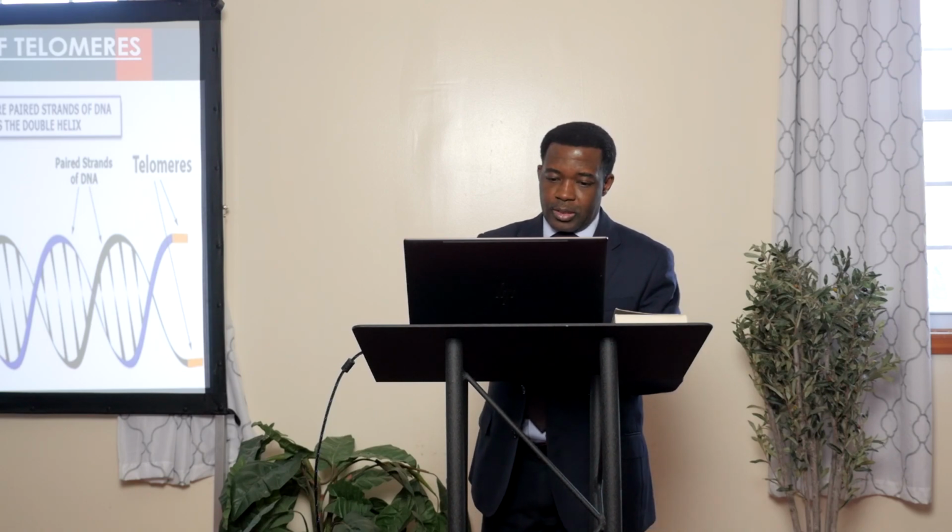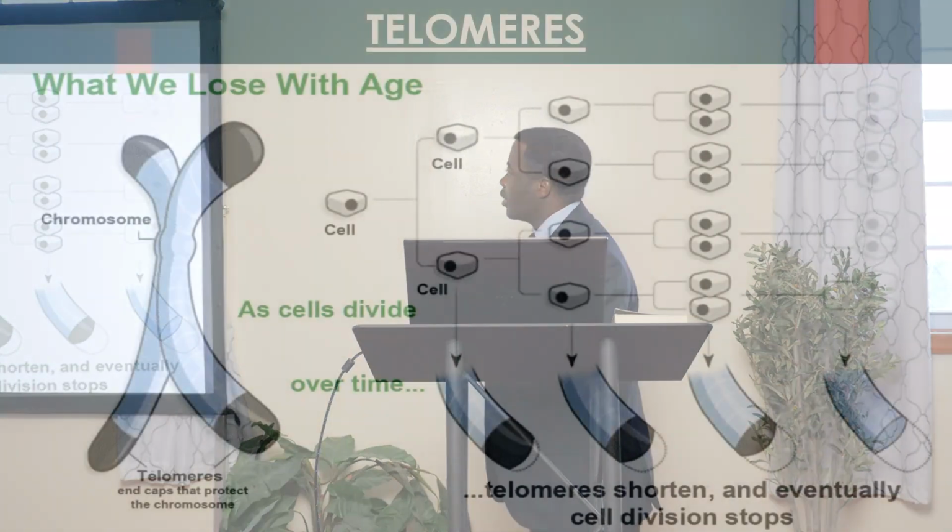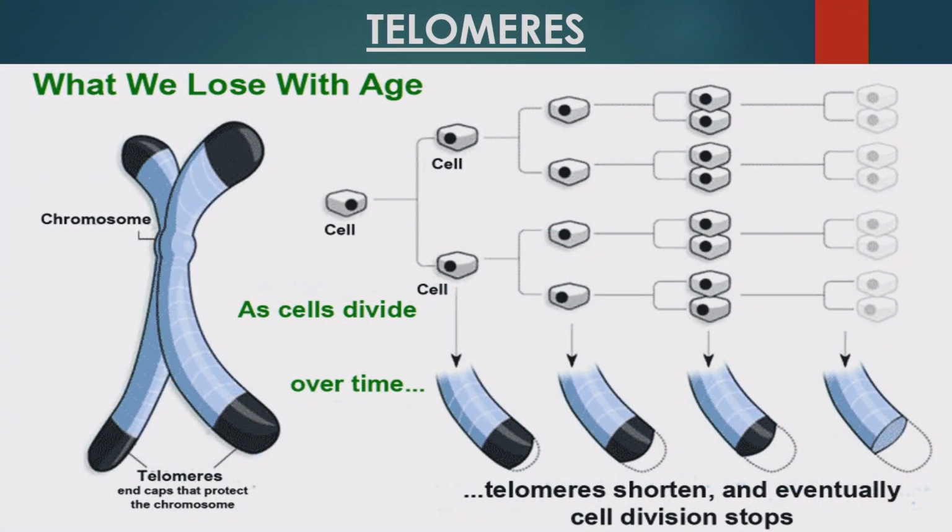And then let me go to the next one. This is how it look like. Telomere. What we lose with age? It shows you the chromosome, and they show you the telomere at the end of the two branches. It's a telomere cap that protects the chromosome.